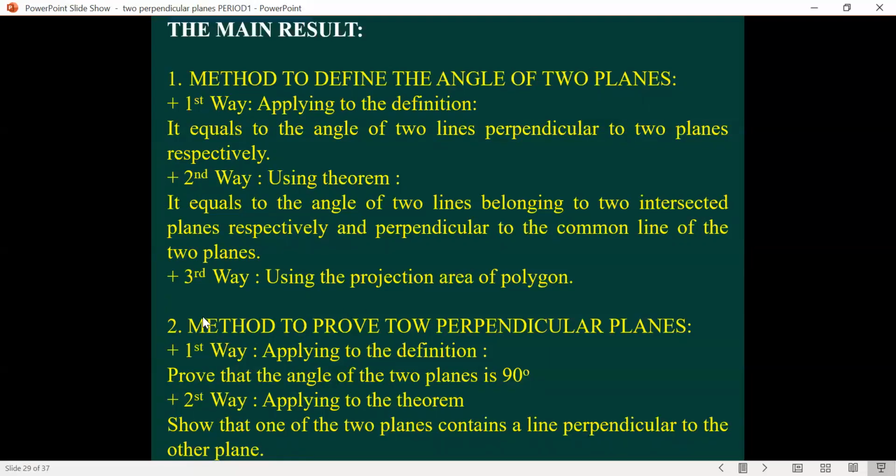And the second idea, the method to prove two perpendicular planes. First way, apply the definition: prove that the angle of two planes is 90 degrees. And the second way, we show that one of the two planes contains a line perpendicular to the other plane.